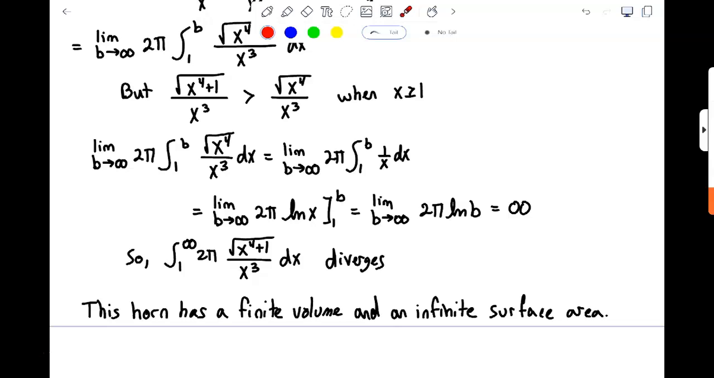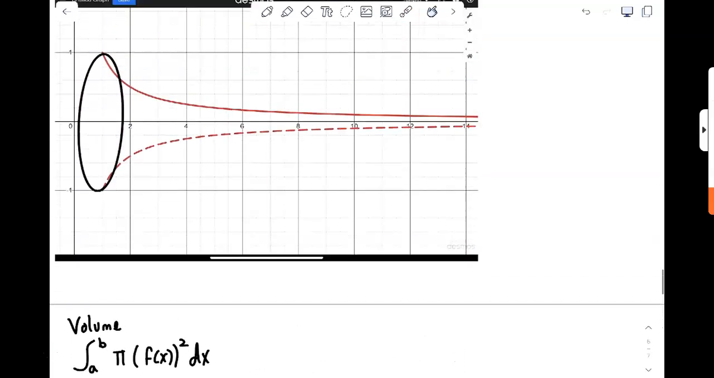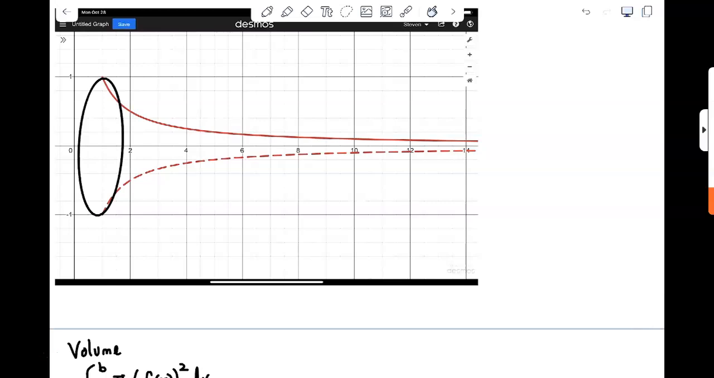By the way, if that first integral had been finite, that doesn't mean the next one would be finite. But because it's infinite, I know the other one has to be infinite. So that integral also diverges, meaning that this thing actually has infinite surface area, but a finite volume. Okay, so it's a really cool result there. We have this horn that again has an infinite surface area on the outside, but a finite volume on the inside.